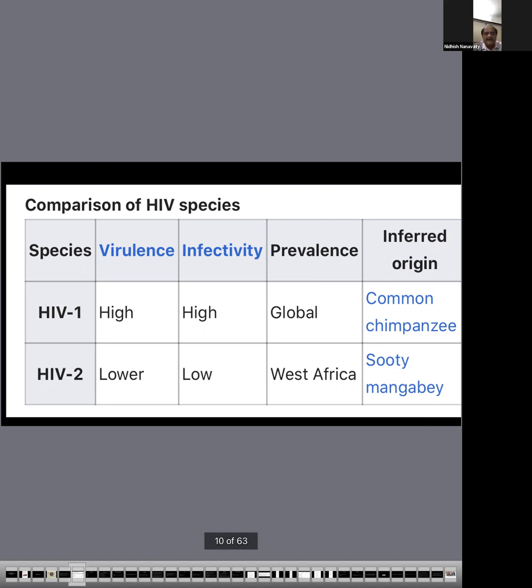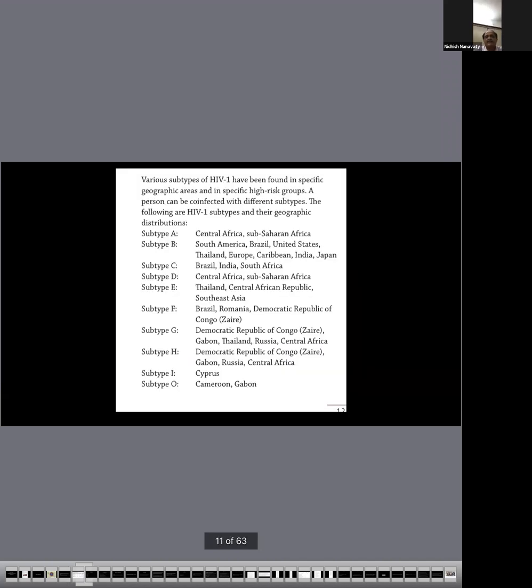The genetic heterogeneity in HIV-2 makes it difficult to diagnose through common laboratory tests, and generally HIV-1 and HIV-2 tests are done together and then inferred whether the HIV-2 is there or not. The various subtypes of HIV have been found in specific geographical areas, and a particular person can be infected with different subtypes at the same time. And in India, subtype B and subtype E are more common, and subtype C.